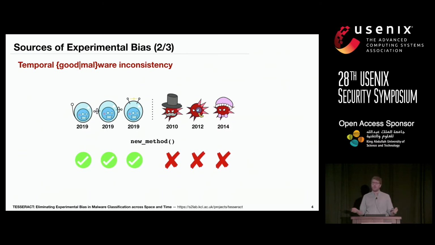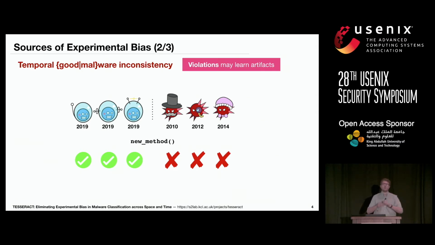A machine learning classifier is not a magic black box, and we learn an artifact. It will learn the artifact that new_method is super fundamental for distinguishing goodware and malware, but it's completely unrelated to the maliciousness.